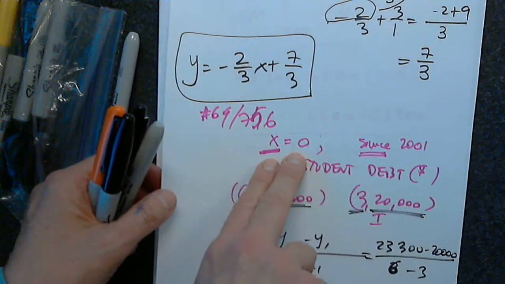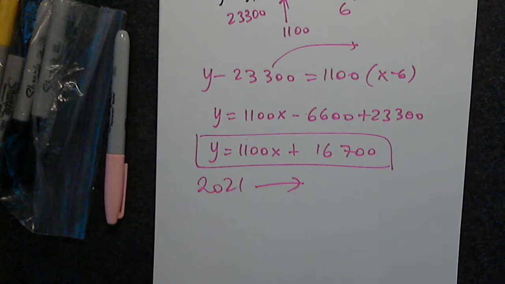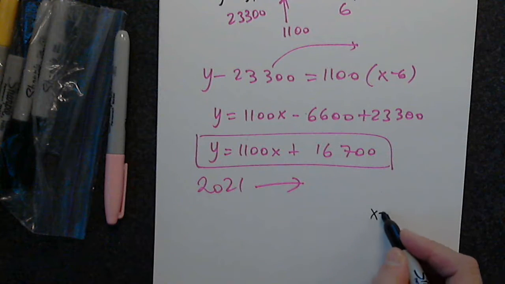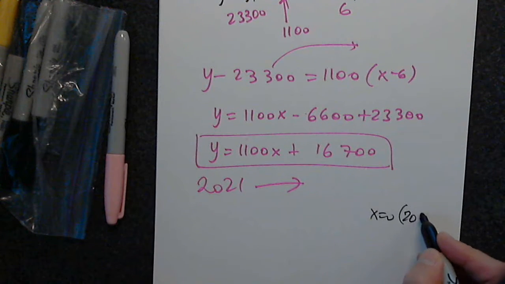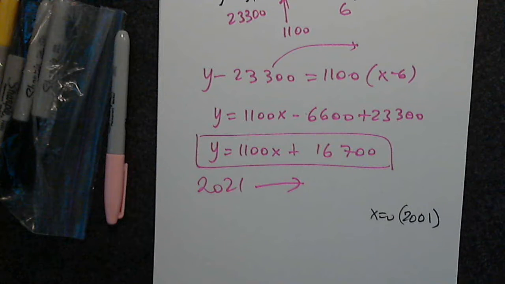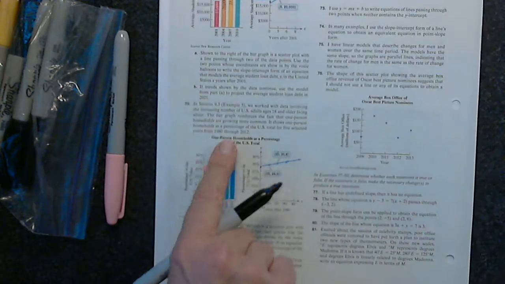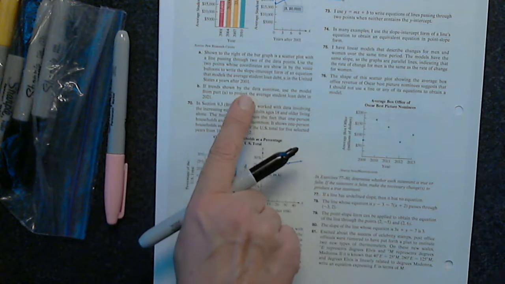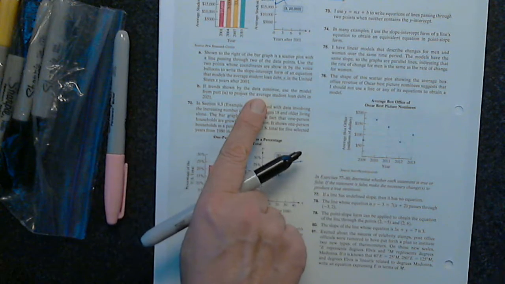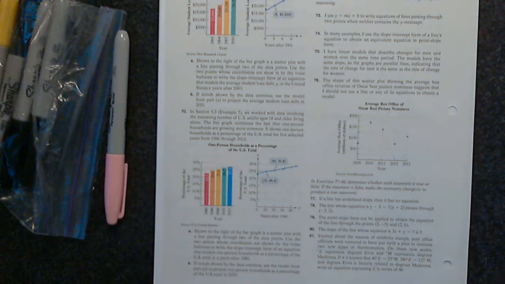2001 represented x equals 0. What about 2021? So I'm going to write it here. x equals 0 for 2001. Can you show us the original chart again? Yes. So 2021 is outside the bounds of the original data. Very good point, but that's what it says: if trends shown by the data continue. Right. We don't know.